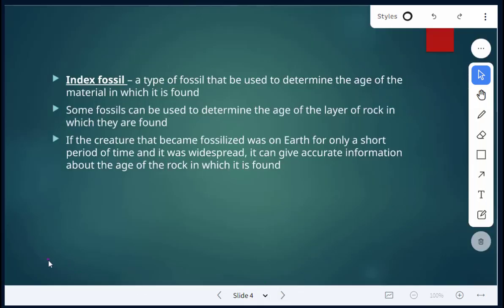An index fossil is a type of fossil that can be used to determine the age of the material in which it is found. So some fossils can be used to determine the age of the layer of rock in which they are found. If the creature that became fossilized was on Earth for only a short period of time and it was widespread, it can give accurate information about the age of the rock in which it is found.